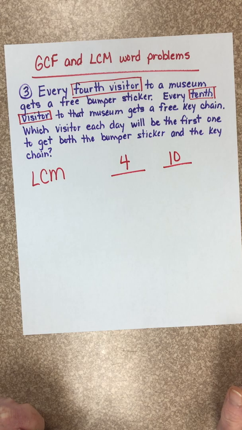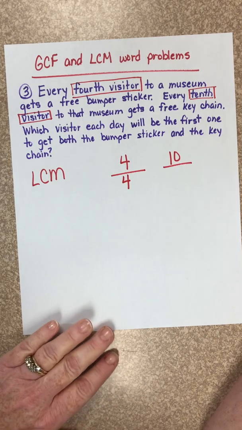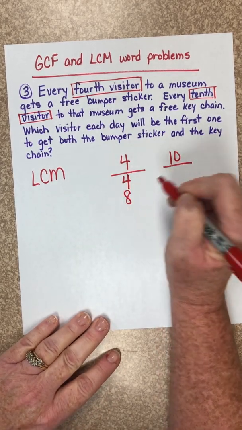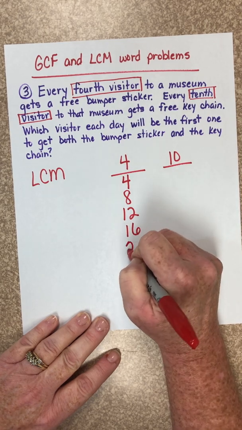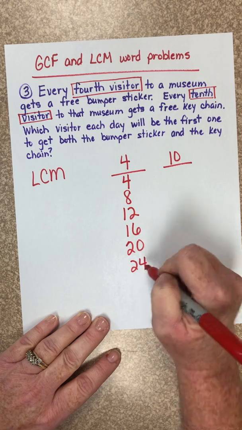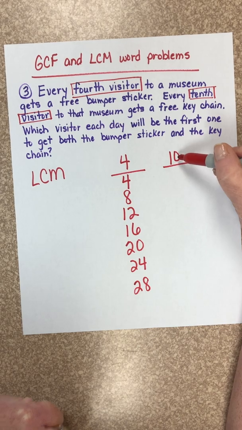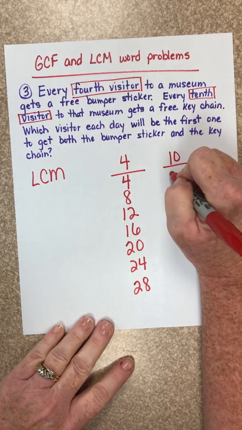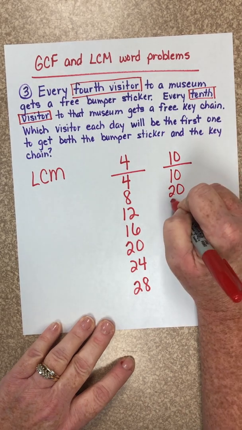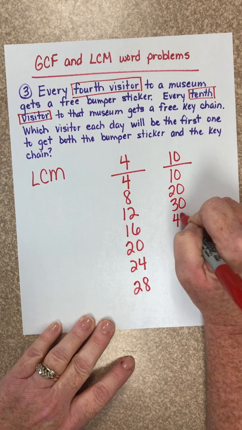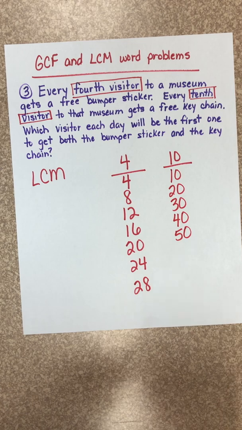What's the smallest multiple of 4? Well, that's 4. And now let's write the multiples of 4. So that would be 4, 8, 12, 16, 20, 24, 28, and I'm going to stop there for now. Now let's do 10, multiples of 10. The smallest is 10, and that would be 10, 20, 30, 40, 50. Well, let's stop there.